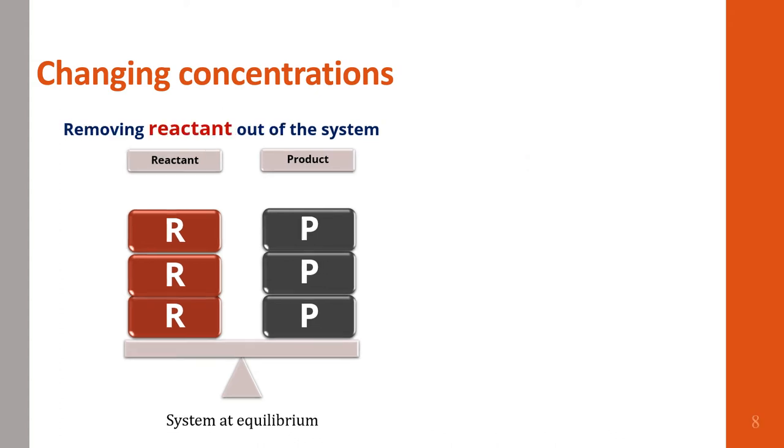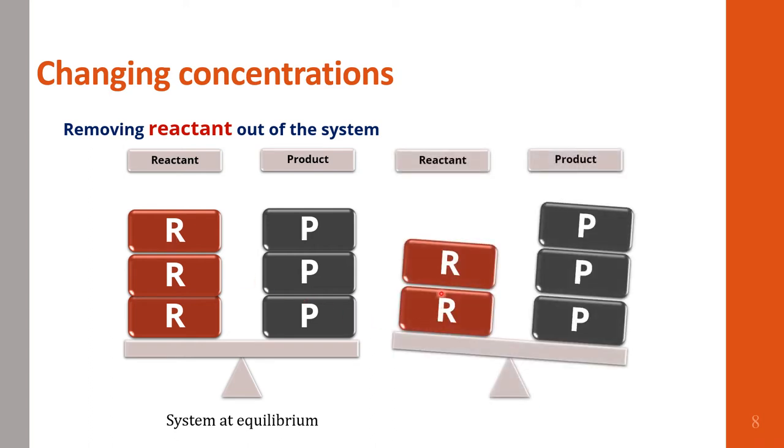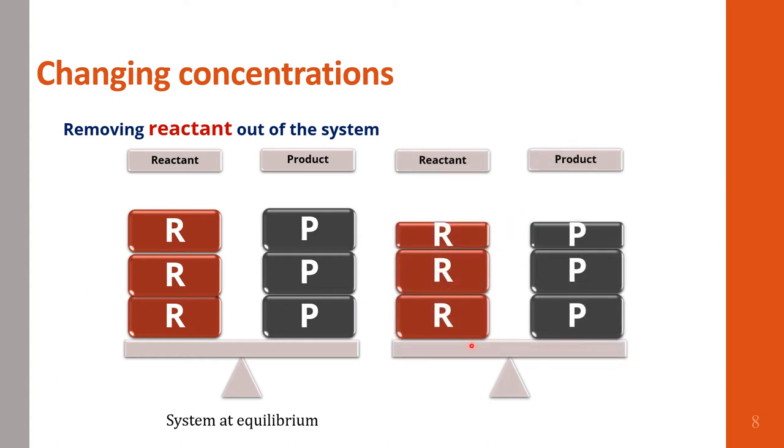The last one that you can try to think about the direction of change is if we try to remove the reactant R out of the system at equilibrium. If we remove this R, what happens is like this. Less R, heavier on the P, it's unbalanced. The system will try to regain its balance by making more reactant or shifting in this direction. Once that occurs, it's back in balance again. Okay?